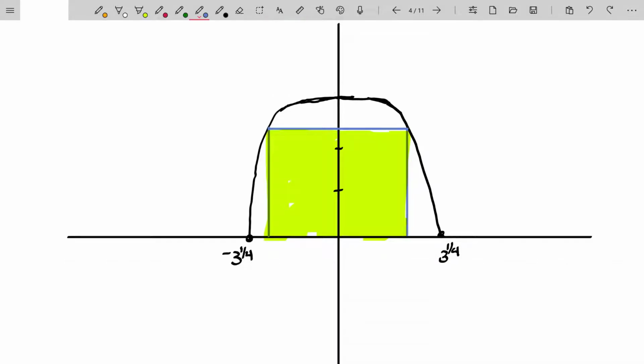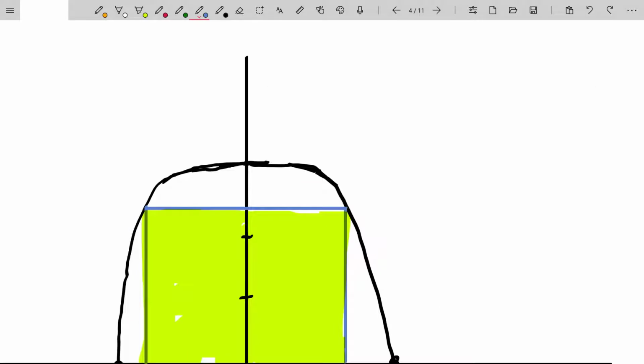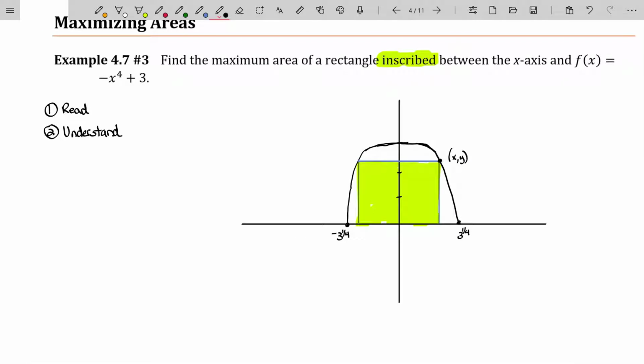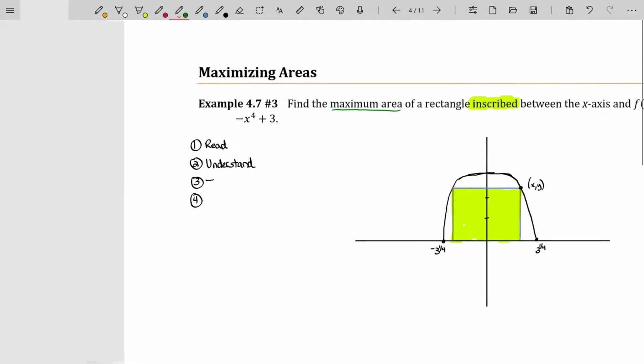All right. That being said, hopefully we understand this. Now we're going to go ahead and label a few things. The point where my rectangle hits the curve, I'll call that point x comma y. And the step 3 I really don't have to do, but step 4 is where I want to state what is being optimized here. Well, we want to find the maximum area of that rectangle. So we need to maximize area.